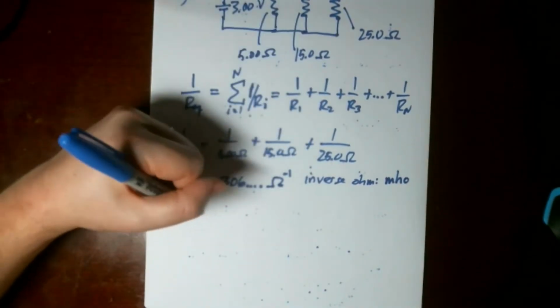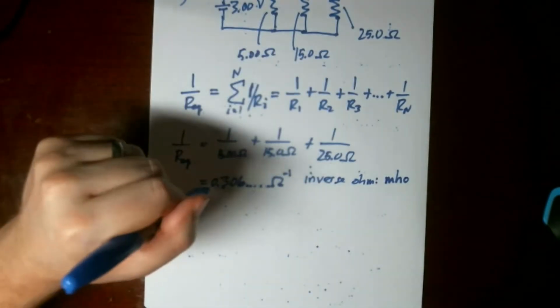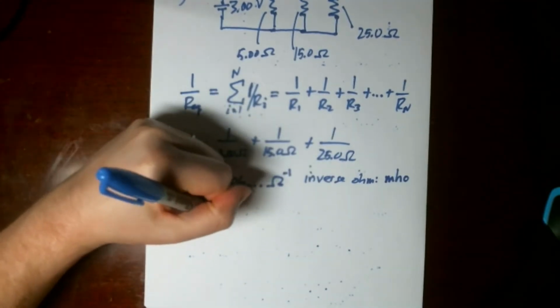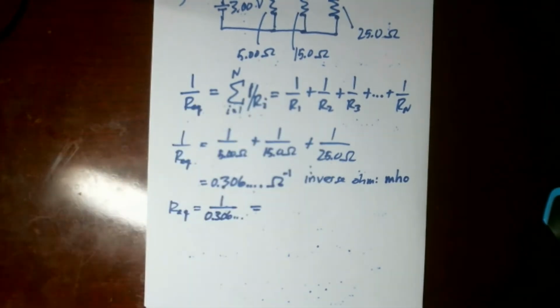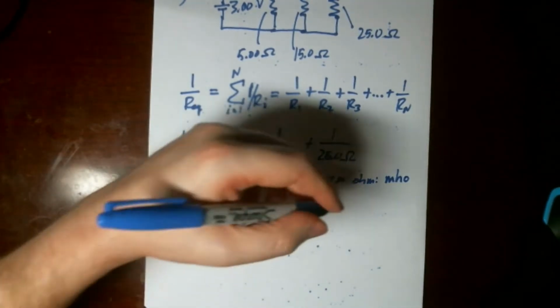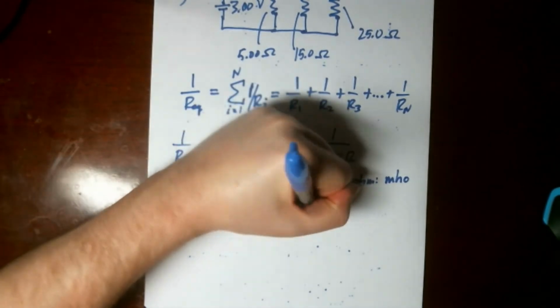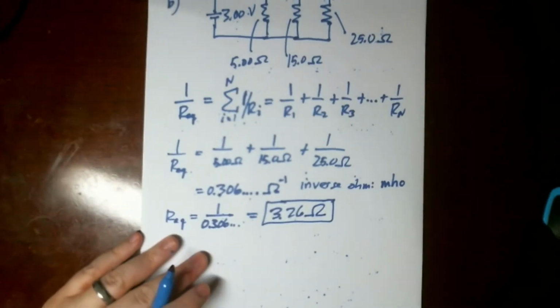Anyway, we want to find the equivalent resistance of this parallel circuit by taking this 0.306, etc., and inverting it. Doing so gives us the equivalent resistance of the circuit, which we find to be approximately 3.26 ohms. So that's our equivalent resistance. That's the first part done.